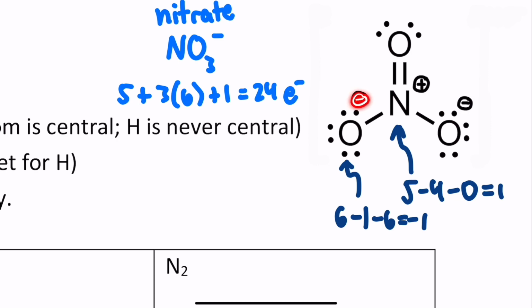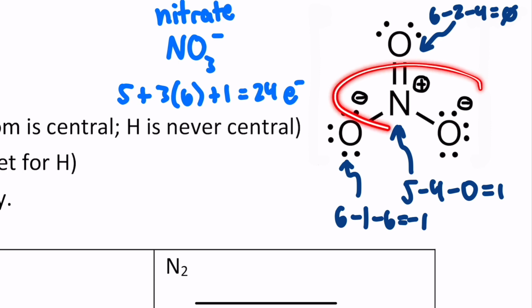So we put a little negative near the symbol for oxygen. This oxygen at the top has a valence of 6, it's making 2 bonds and 4 dots, so there's no formal charge, and then you just leave it alone. You just write the symbol as is. You'll also notice that the sum of the formal charges equals the overall charge of the formula. That will always be true.